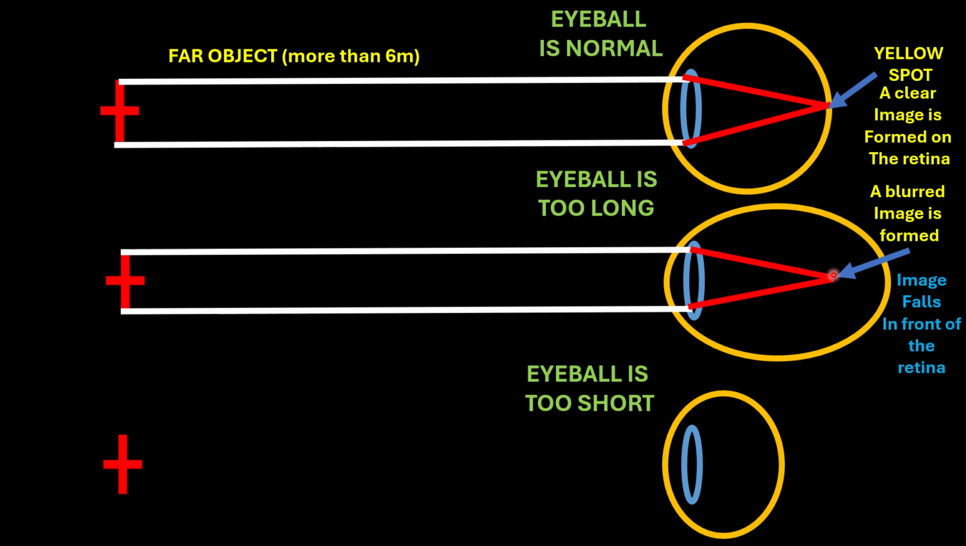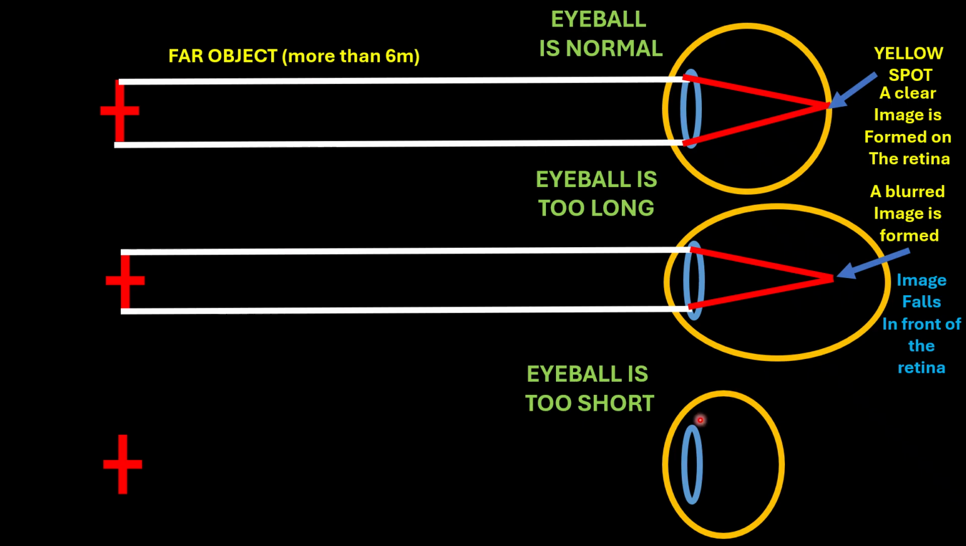So the reason is because the eyeball is too long, and the image falls in front of the retina. Why is the image falling here? You can actually tell the image is supposed to fall here, but it fell here. And check the shape of the lens. They are just the same shape. And the reason is because the eyeball is too long. All right, so this person is going to experience a blurred vision.